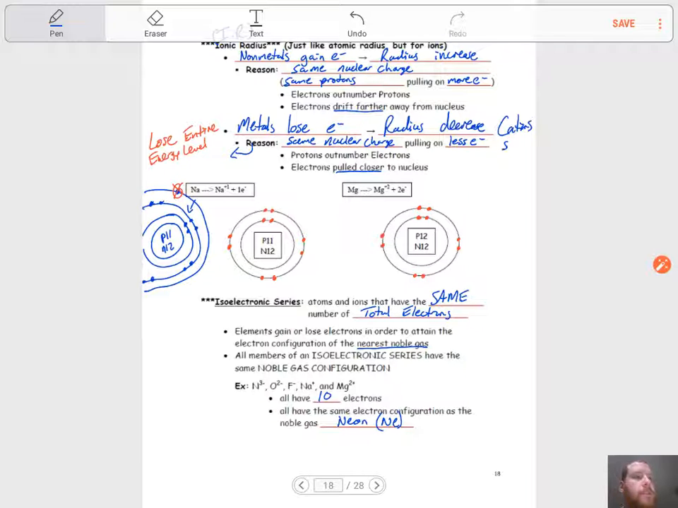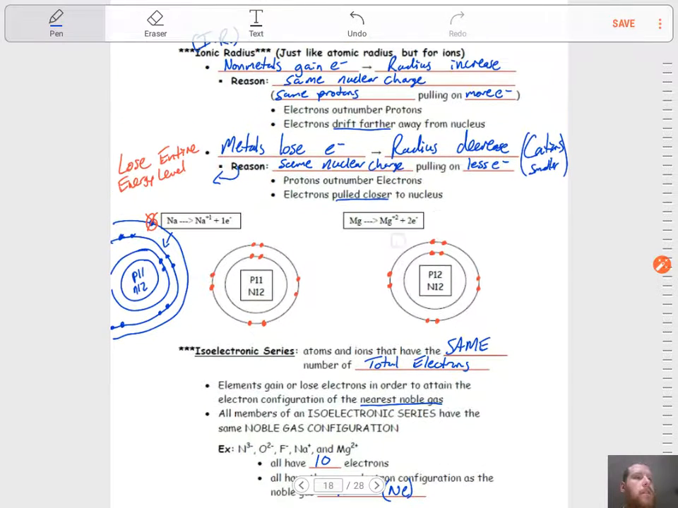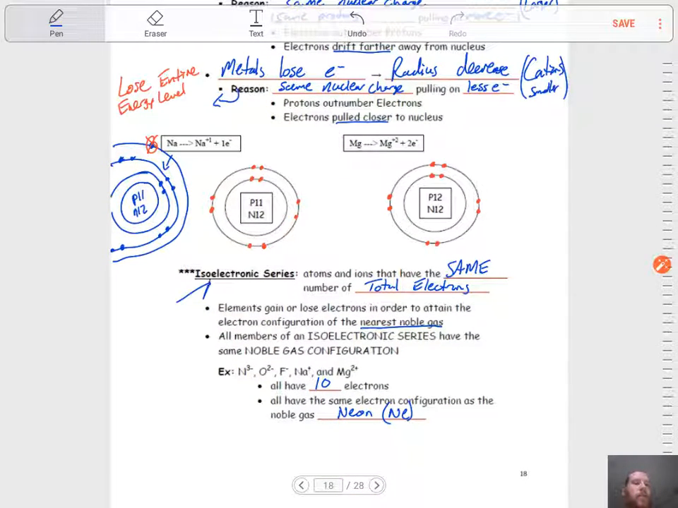Cations are smaller, anions are larger, and then isoelectronic ions are going to have the same configuration as the last or nearest noble gas.